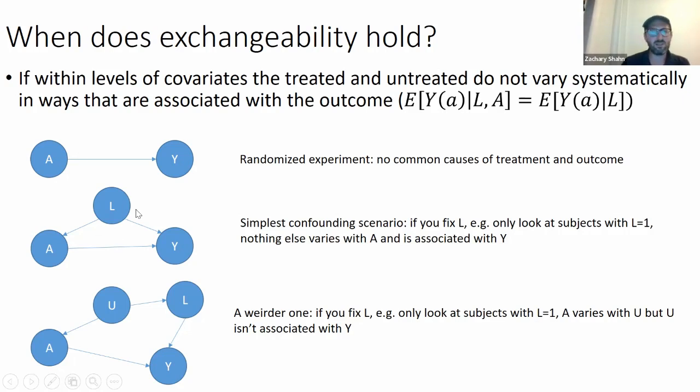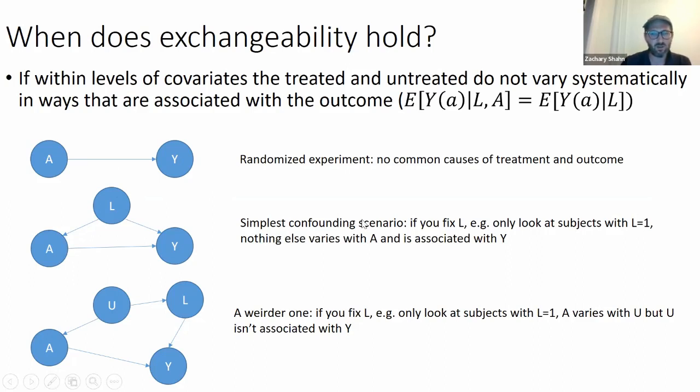Here's another case, the simplest confounding scenario, where you just have a common cause of A and Y, of treatment and outcome. So let's say L is binary, it's just 0 or 1. If you fix L to be 1, you're only looking at the people with L equals 1. Then there's no other common cause of A and Y in the L equals 1 group, right? Because L is the only thing on this graph. So within the L equals 1 group, the treated and untreated A's don't vary systematically from each other on any other variable that's associated with Y.